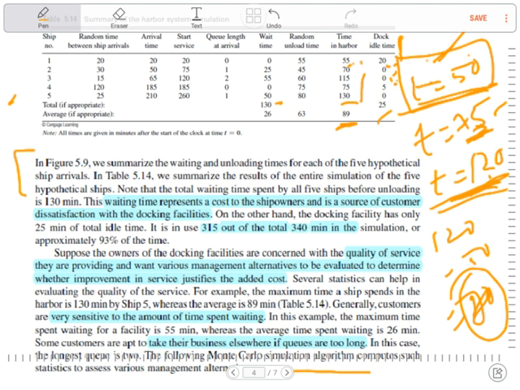This waiting time represents the cost to the ship owners and is a source of customer dissatisfaction with the docking facilities. As I already said, if you have to wait for a long time at the quay, obviously you are dissatisfied. The same thing happens for the ship owners also. If they have to wait for a long time at the quay, they will try to avoid that harbor. So whenever we try to tackle this real life problem, we will try to reduce this waiting time. So this is one of the factors.